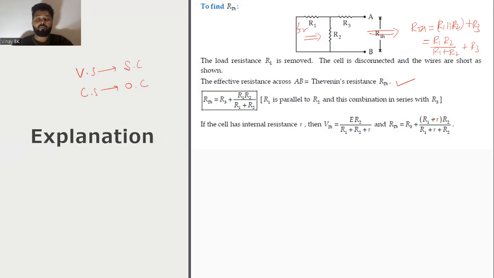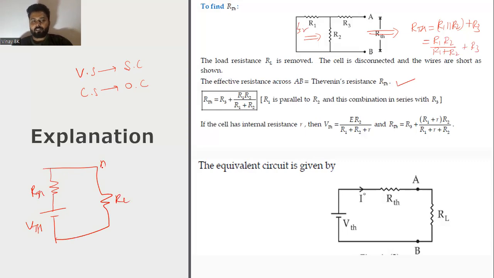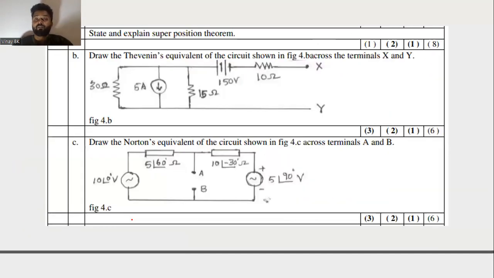Once after finding the value of VTH and RTH, then you have to draw the Thevenin equivalent circuit. So Thevenin equivalent circuit is nothing but which consists of equivalent voltage, that is VTH, in series with RTH across load resistor RL. This is in the terminals A and B. And this explanation you have to write in the examination if they ask it for 8 marks. Here they asked it for 8 marks, I think. So that you need to write these also. Now 8 marks they asked.